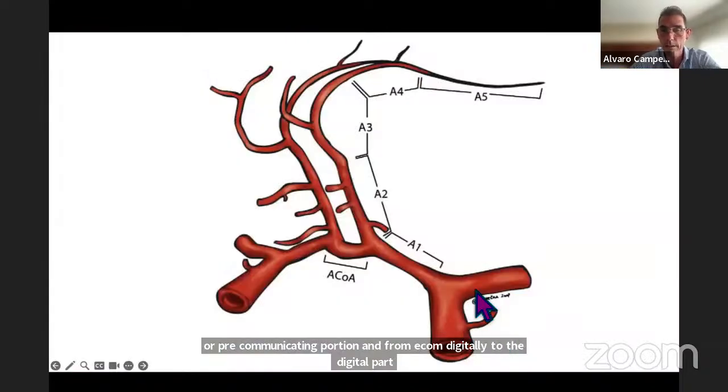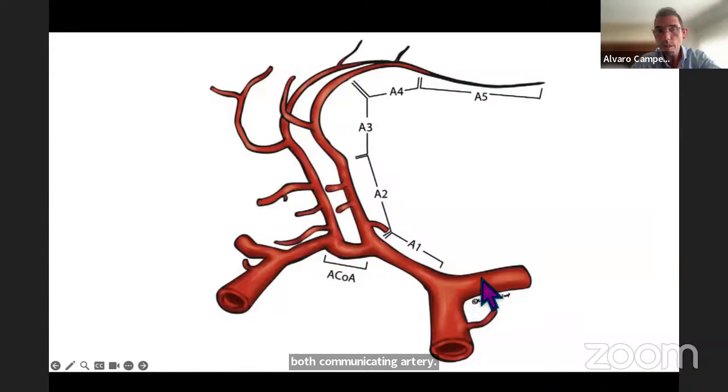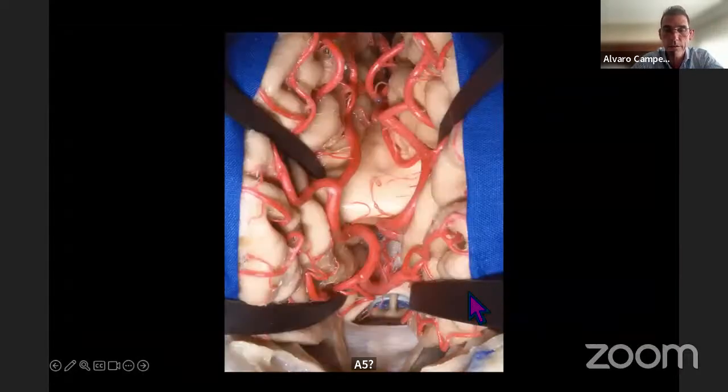And here in this drawing, we can see A1 pre-communicating, A2 infracallosal, A3 precallosal, A4 supracallosal, A5 posterocallosal. Here, this is a picture from the front.